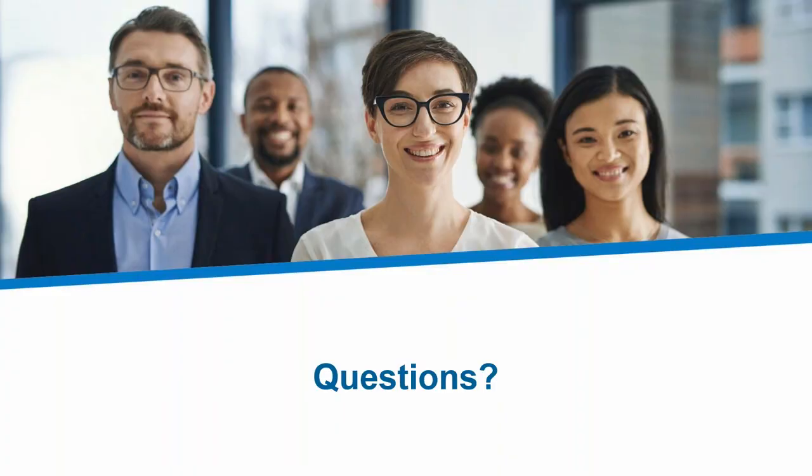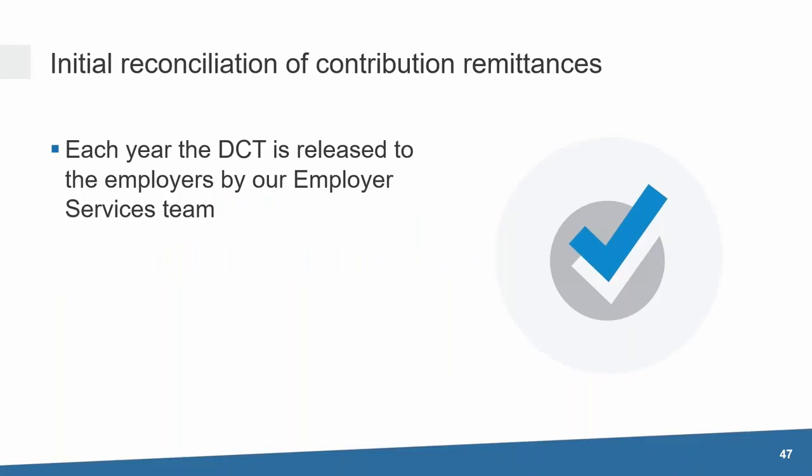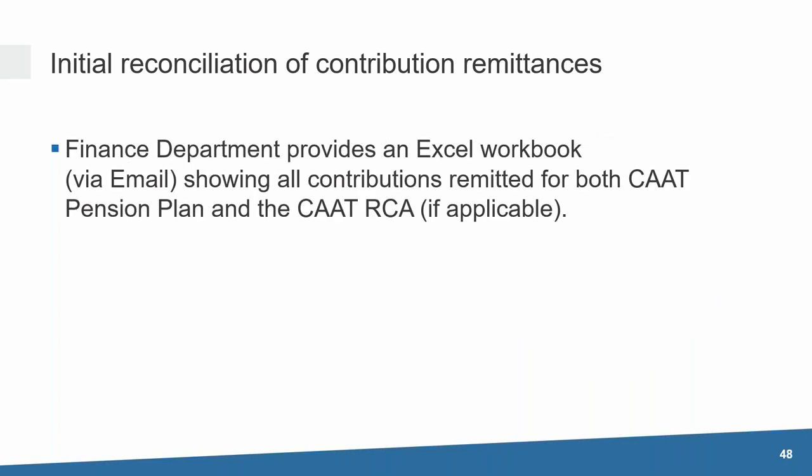Thank you, Evelyn. The reconciliation process begins each year with the DCT being released to the employers by our Employer Services team. On March 31st, 2022, 2 Excel workbooks showing all contributions remitted for both CAT Pension Plan and CAT RCA, if applicable, will be delivered via email.